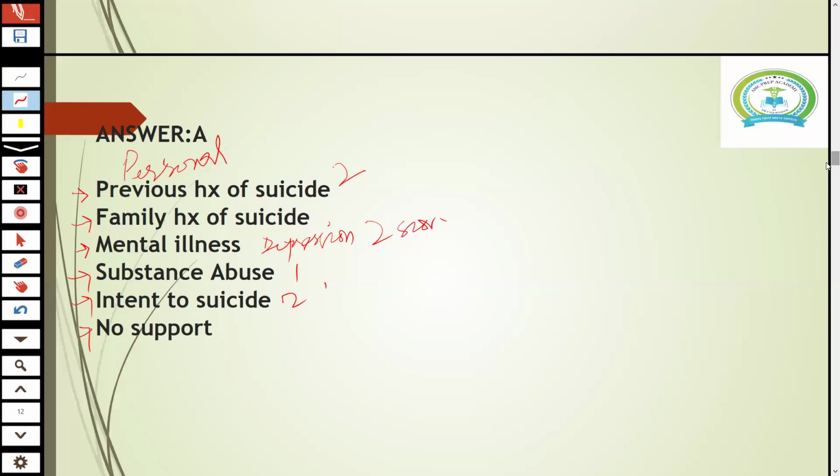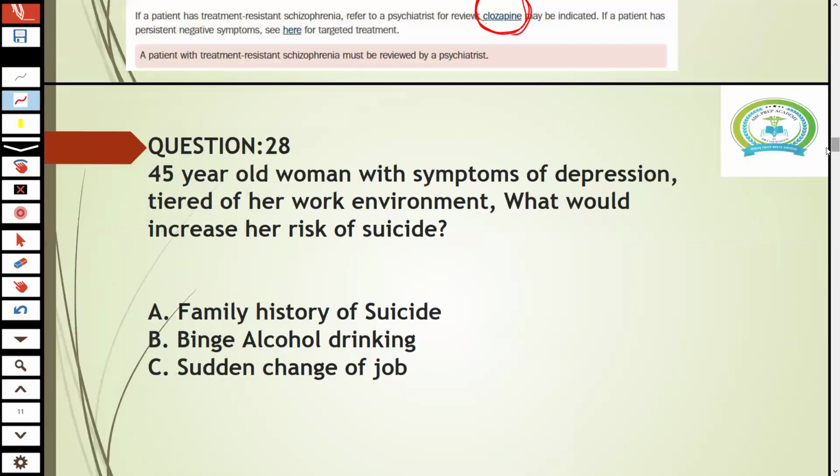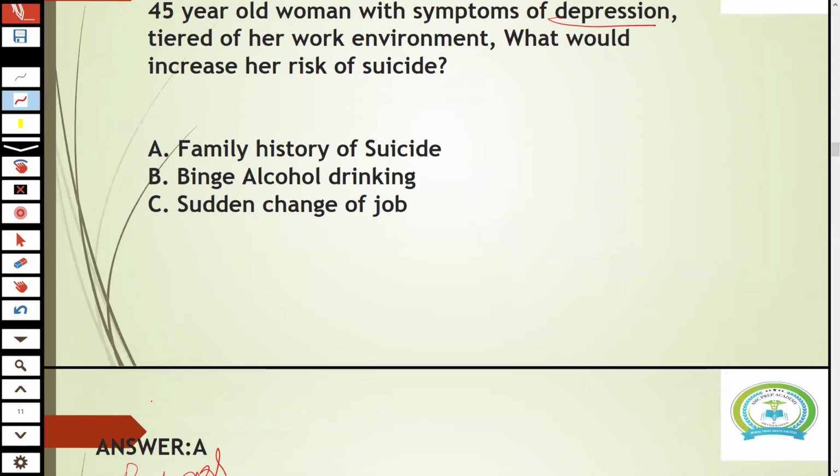For the previous question, the answer is family history, because nothing was mentioned as the previous history. Depression, they have mentioned, but they didn't give it in the option. If given in the option, depression will be the answer, because previous mental illness like severe depression or major depression has 2 points. So for this question, we have answered with the family history of suicide.